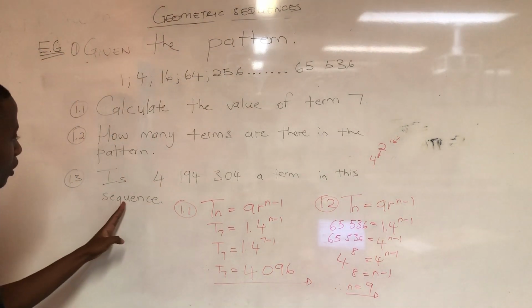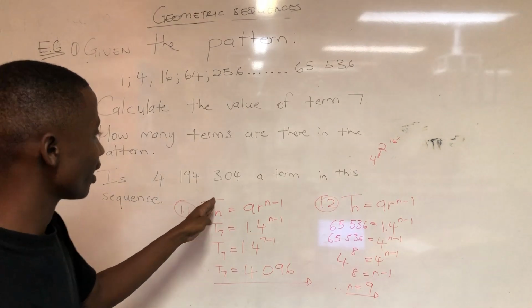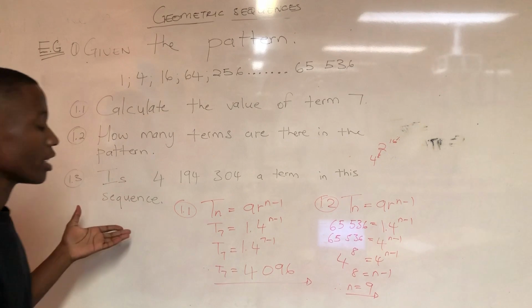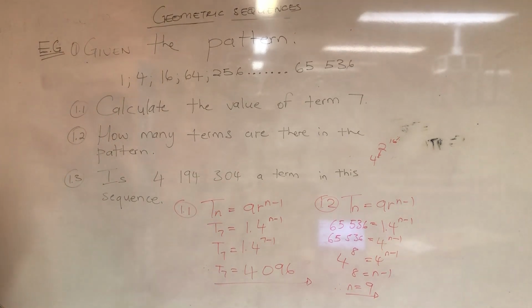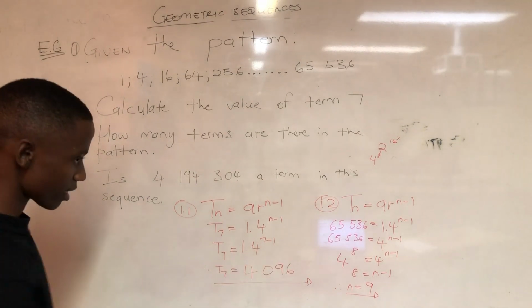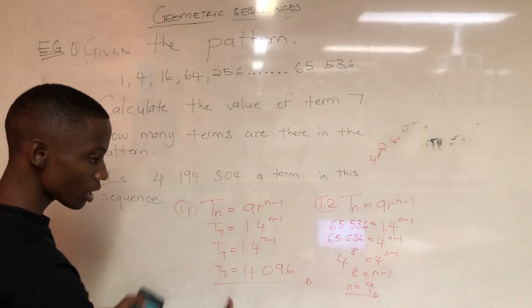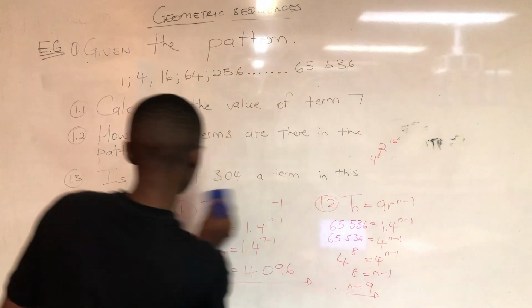The last question says, is 4,194,304 a term in this sequence? Let's check by calculations. I'm running out of space right now, so let me just erase that. You can just pause and look at that. I'm just going to erase this very quickly.